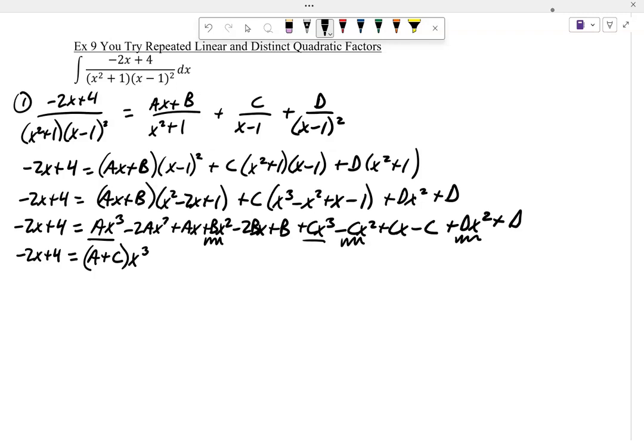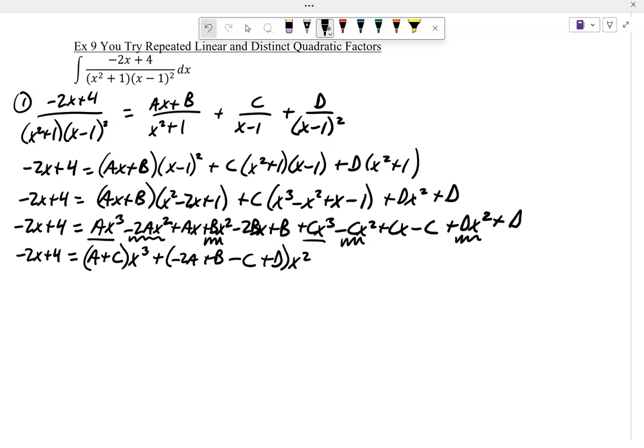Oh, I missed that one, and that one also right there. I think I got all my x squared. So let me factor out the x squared. I would have negative 2a plus b minus c plus d x squared.